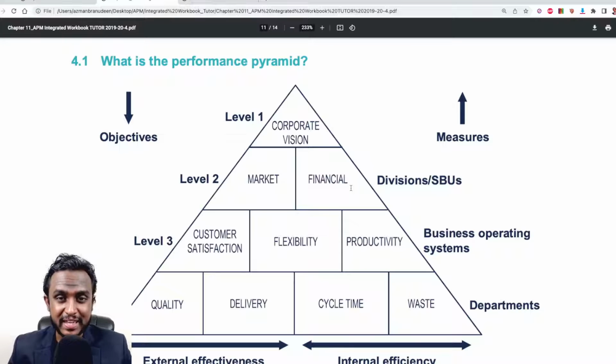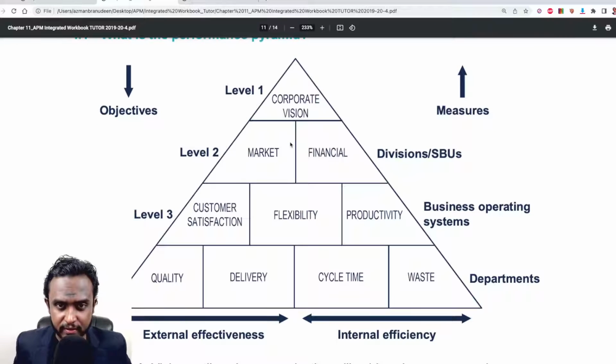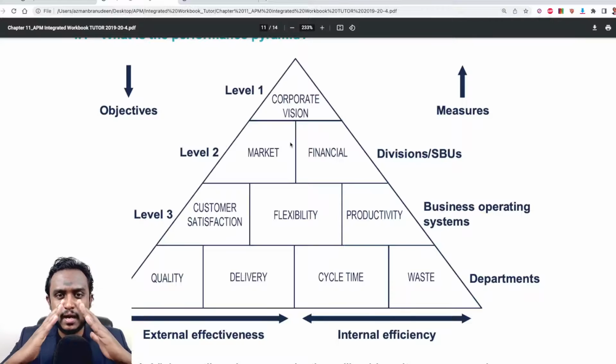So, to be a good business, to be a good division, to be a good SBU, to be a good company, you have to have excellent market performance and excellent financial performance. If you have won both the market's heart and the financial or shareholders' heart, that means your corporate vision is getting achieved. So this is the overall idea. This is how the pyramid is framed, going from downward to up, building the vision upwards.